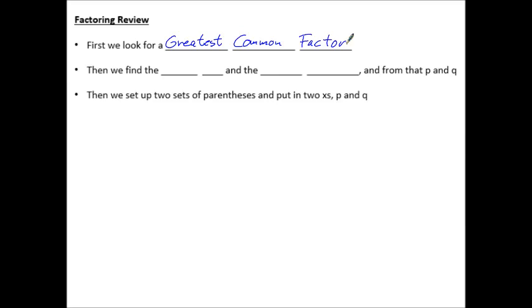Once we had a greatest common factor, or we had checked and there was none, we went ahead and found the target sum and the target product. And those we used to find our two numbers P and Q. And those are the ones we need for our factors. Once we had P and Q, we set up two sets of parentheses, and in those we put an X into each, and P and Q, and done.